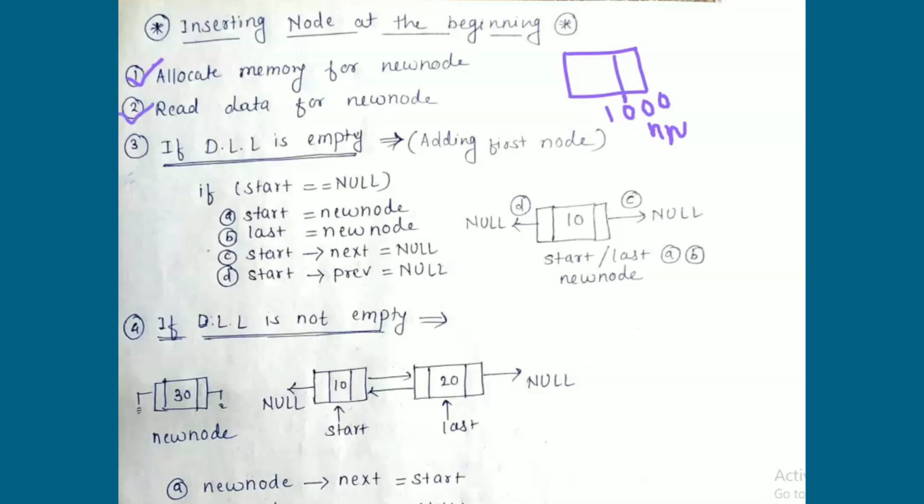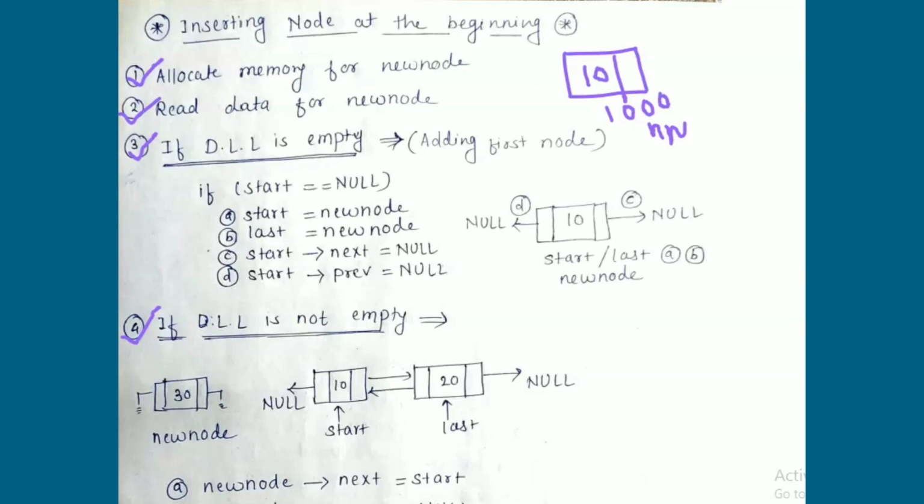Now after that I will read data for the new node. Suppose I have read data 10 for my new node. Now I want to add this new node into my doubly linked list. So in that case, we have two cases. First is that your linked list is empty and you are trying to add the new node into your linked list. And second case is that your linked list is not empty and you are trying to add a new node at the beginning of your linked list.